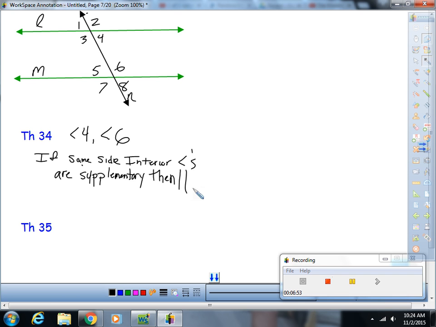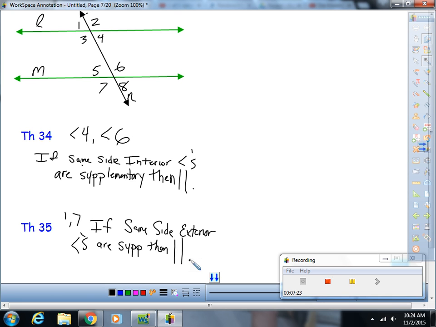And how about 1 and 7 in Theorem 35? That would be a similar theorem. If same side exterior angles are supplementary, then lines are parallel. There's 6 theorems that we've gone over for the day. Let's do another one.